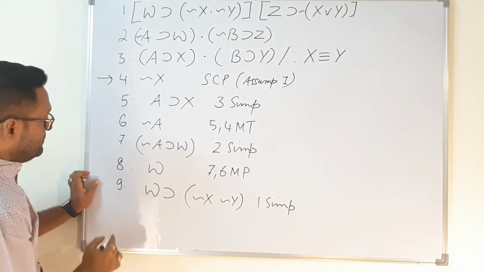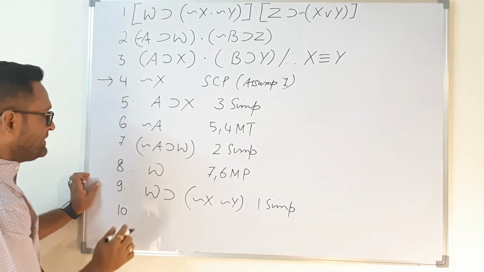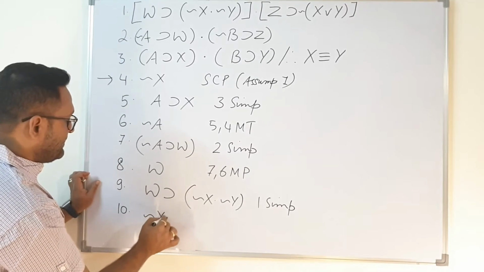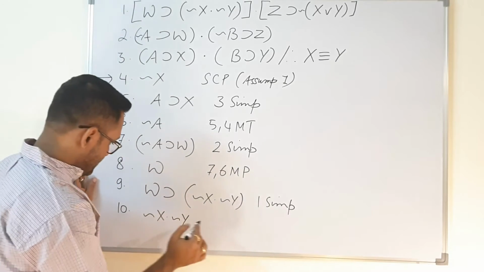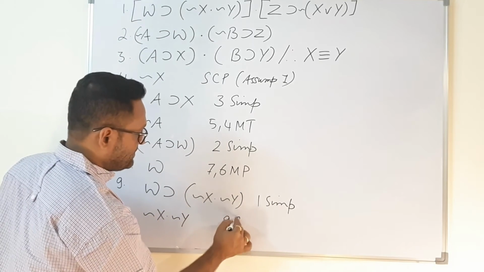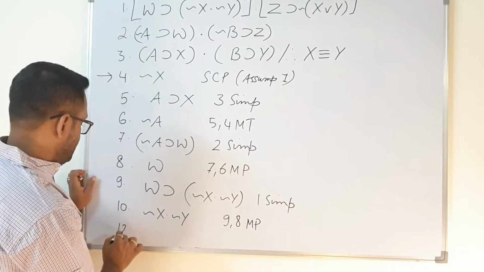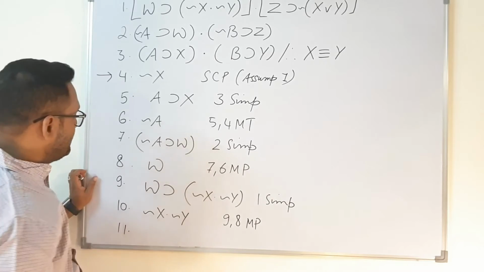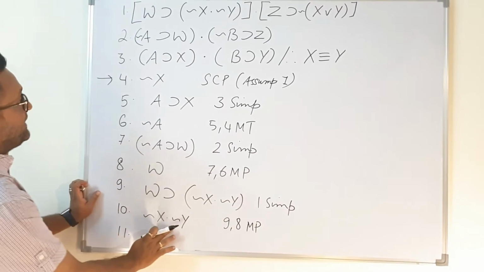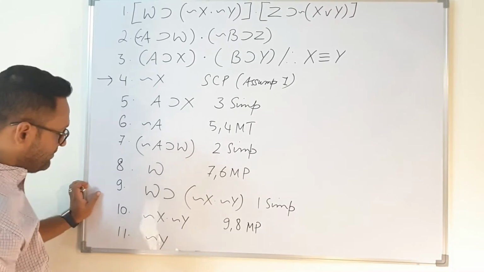So on line number 10, we can apply modus ponens here. So we will get negation of X dot negation of Y. So, this will be 9, 8 modus ponens, right? And on step number 11, we require negation of Y from here. So, we will simplify negation of Y from here.